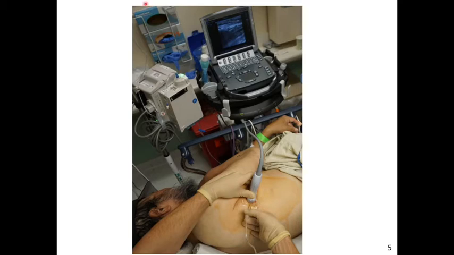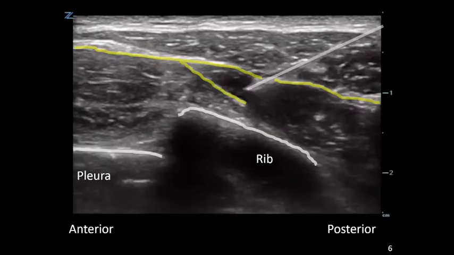The needle tip is inserted just posterior to the probe and advanced in a posterior to anterior orientation, and the needle shaft is followed using an in-plane technique. In this still image of the serratus anterior block being performed, the needle is outlined in white here. The shadow of the rib is shown, as well as the pleural interface.